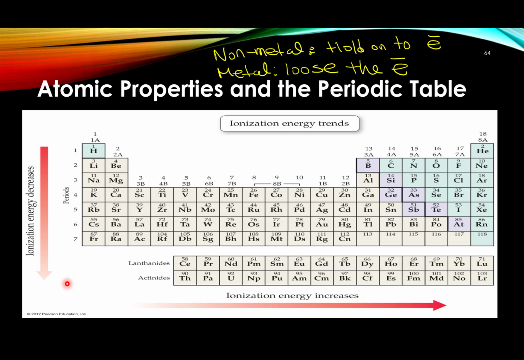Always look at the location of non-metal. As we move toward the non-metal, you need more energy to remove the electrons, because non-metals want to hold on to the electrons. And as we go down the group, the metallic characteristics increases. That's why it's easier to remove the electron. That's why ionization energy decreases. You don't need too much energy to remove the electrons, since metals want to get rid of their electrons anyway.